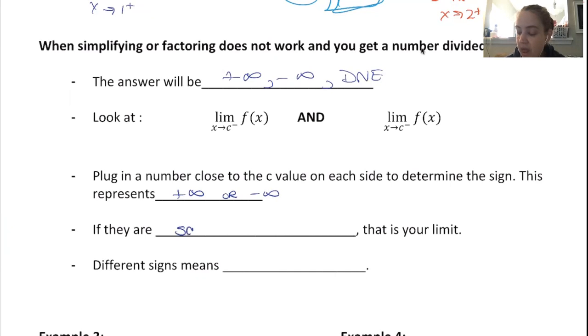If you get the same sign, that's your limit. So if you got positive infinity, positive infinity, positive infinity is your limit. If you have different signs, if you had a positive infinity and negative infinity, you get does not exist. So I've got 4 examples for us where we're going to go through each of those and come up with a couple of those scenarios. Maybe we get positive infinity, maybe we get negative infinity, maybe we get does not exist.